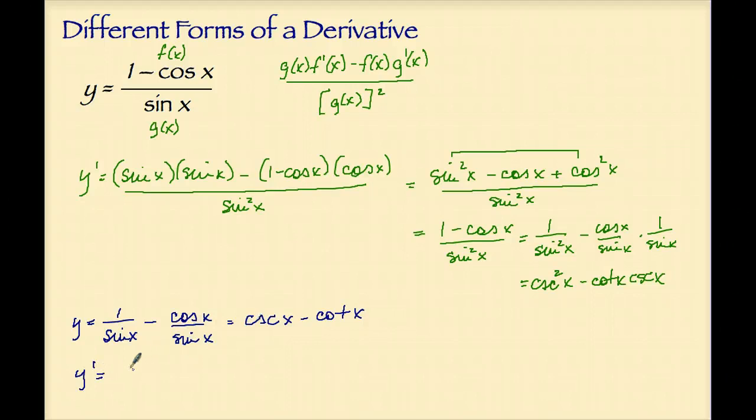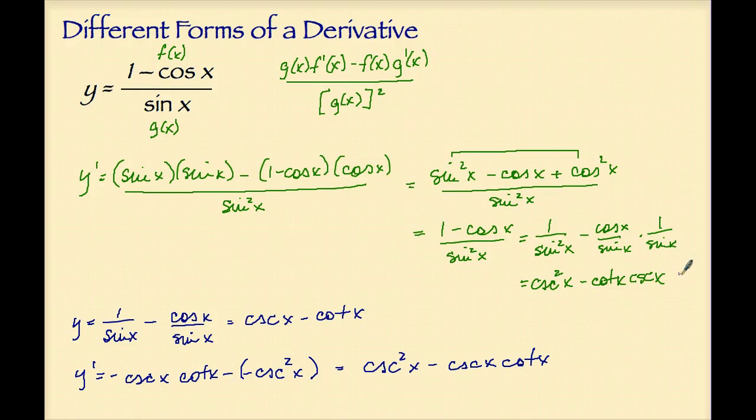The derivative of cosecant x is negative cosecant x cotangent x minus the derivative of cotangent x, which is negative cosecant squared x. Simplifying this and rearranging the terms gives me a positive cosecant squared x minus cosecant x cotangent x. The exact same thing I got using the quotient rule. So the moral of the story is, it is often to your advantage to simplify trigonometric functions before taking the derivative.